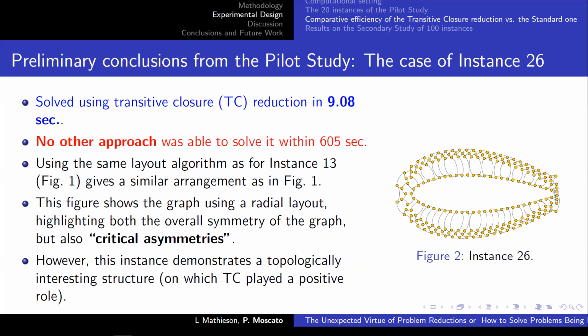So one of the preliminary conclusions is that there was one instance in particular that was solved with the transitive closure reduction in 9.08 seconds. And no other approach was able to solve it even within the time limit of 10 minutes. So there may be some critical asymmetries that make one instance more difficult than others. And that means that for some particular reductions, some of these instances may be easier or not.